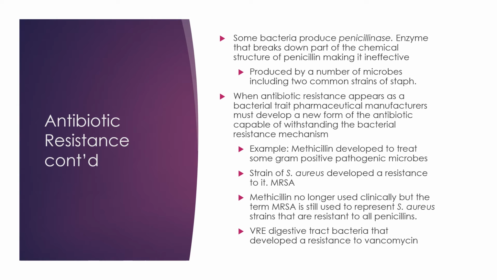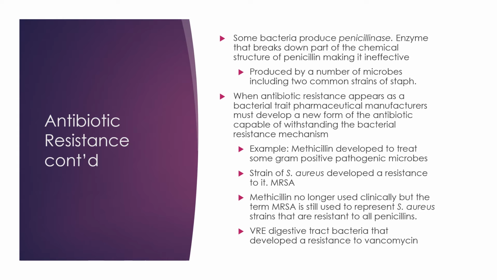Okay, some bacteria produce an enzyme that is called penicillinase. This enzyme breaks down part of the chemical structure of penicillin, and it makes it ineffective. It's produced by a number of microbes, including 2 common strains of staph. When an antibiotic resistance appears as a bacterial trait, then pharmaceutical manufacturers have to develop a new form of the antibiotic that's capable of withstanding the bacterial resistance.